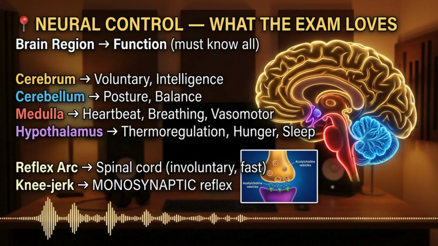Now reflex arcs, involuntary, fast, spinal cord mediated. Knee jerk is monosynaptic, 1 synapse between the sensory and motor neuron. The signal never reaches the brain, the spinal cord handles it. Withdrawal reflex, polysynaptic, involves interneurons. Neurotransmitter at the neuromuscular junction, acetylcholine. Always, no other option is correct. NEET 2023 had a direct question on the location of the vasomotor center. The answer, medulla oblongata. If you didn't know that, you know now.